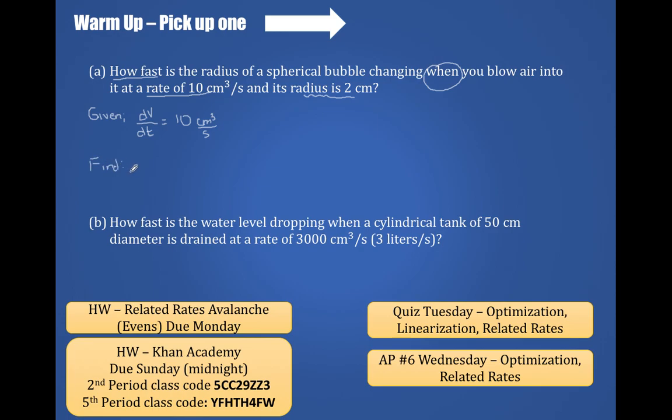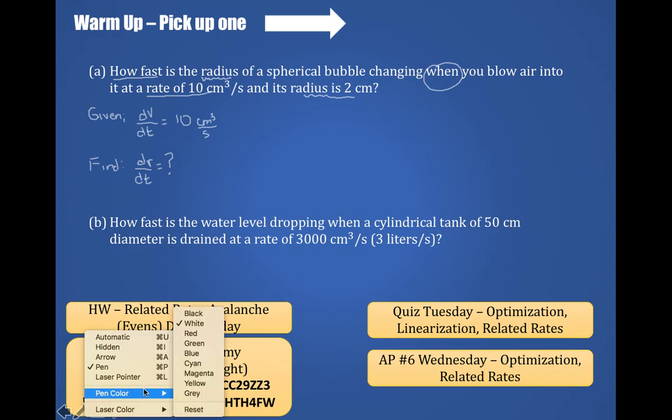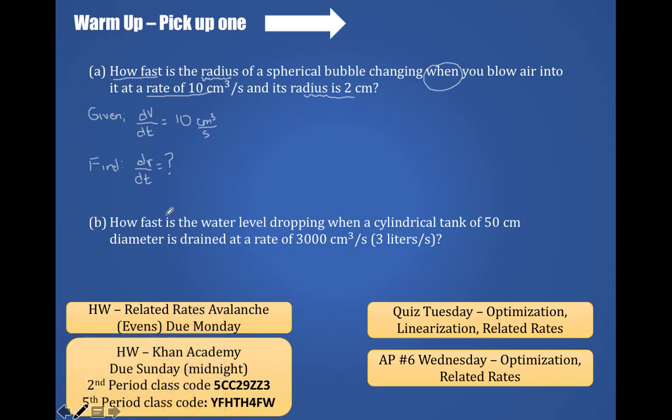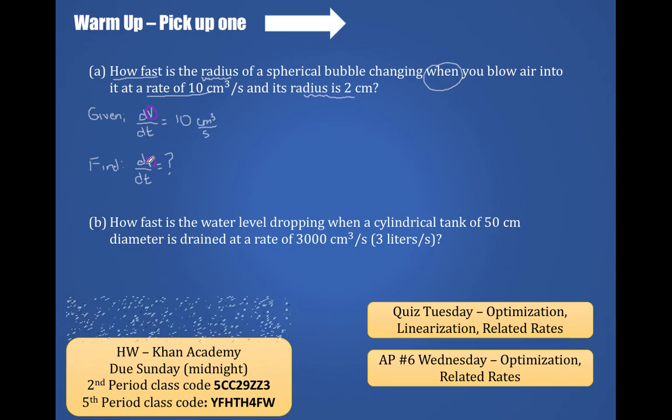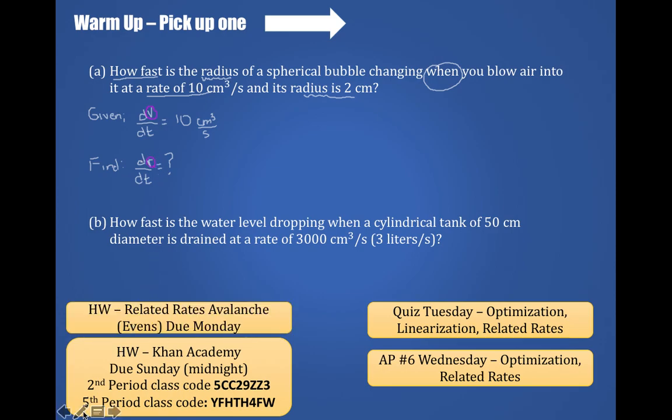I'm trying to find what? How fast is the radius? So how fast is the radius changing with respect to time? The rate of change with respect to time of the radius. That's what I'm trying to find. Now relate the rates. Now remember, in my relate step, I want to get an equation with volume and radius in it. I don't need derivatives yet.